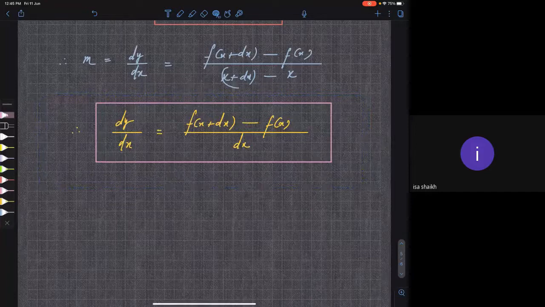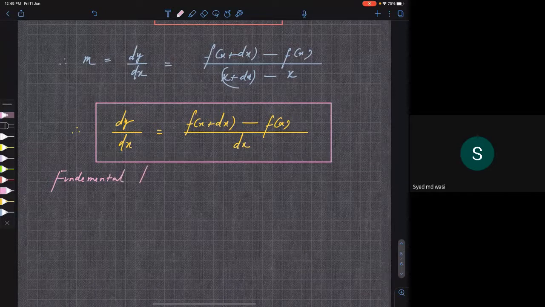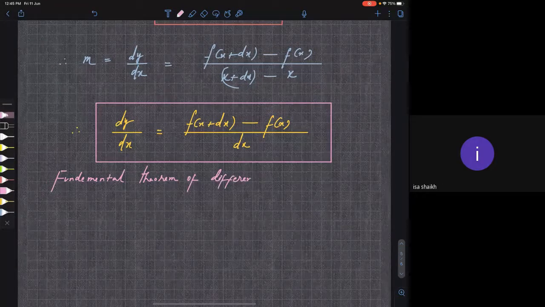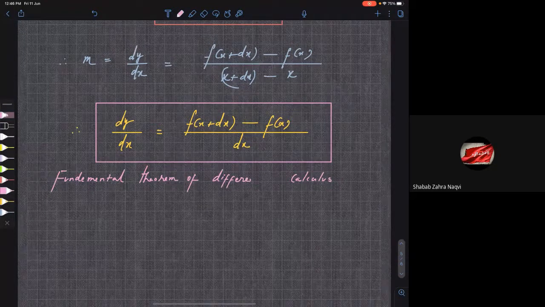This is called the fundamental theorem of differential calculus. So we should learn this full derivation. There is nothing to learn here. It is obvious. It is just the slope. Differential calculus.